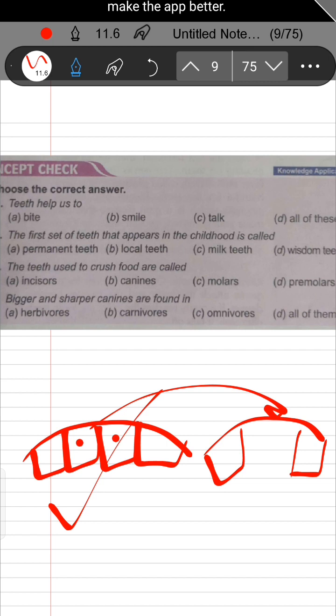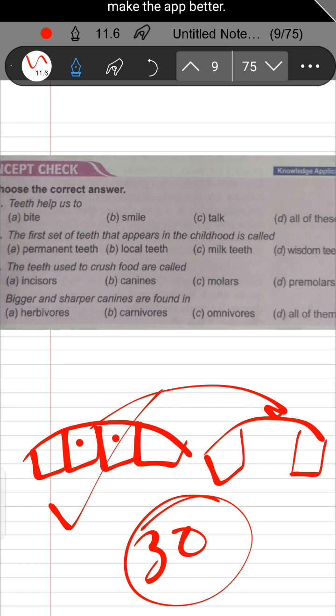Now what about talking? That is number C. A 90-year-old man with no teeth in his mouth will not talk as properly compared to a 30-year-old person with all the 32 teeth. Right? So the answer will be all of this. That is, teeth are used for biting, smiling as well as talking.